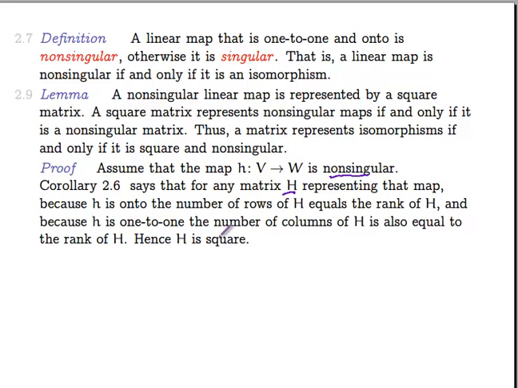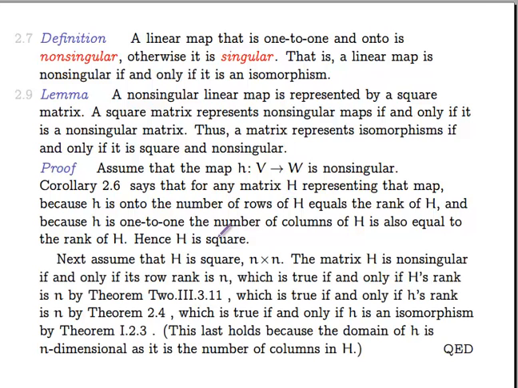Okay, one-to-one gives me one equality, and onto gives me the other equality. And that gives everything is equal all around. Next, let's assume that H is square. The matrix H is non-singular if and only if its row rank is n, which is true if and only if H's rank is n by Theorem 2. So the row rank is equal to the rank, which is true if and only if H is an isomorphism. And this last holds because the domain of H is n-dimensional as it's the number of columns in the matrix H.